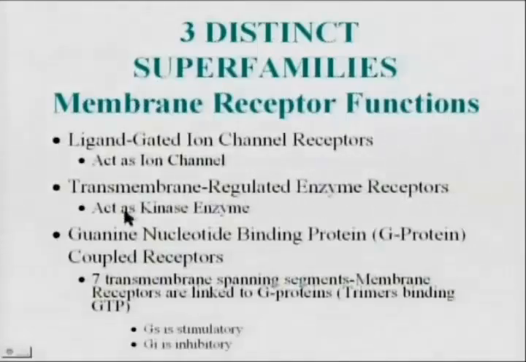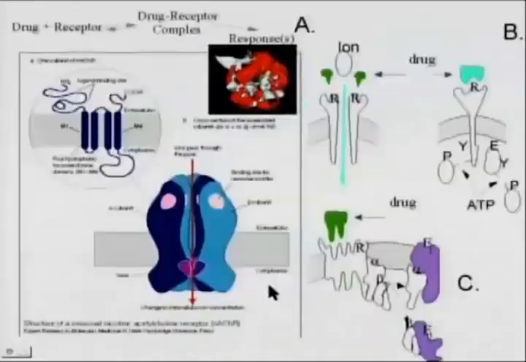Transmembrane regulated enzyme receptors act as kinase enzymes, and guanine nucleotide binding protein or G-protein coupled receptors, that'll be the primary focus of our discussion. We saw, for example, the tyrosine kinase receptor as one of the types shown to interact with the steroid receptors in lecture in Chapter 9 on the progesterone receptor. And we'll talk a little bit about this, but primarily focus on the G-coupled receptors. They are a family of proteins that have 7 transmembrane spanning segments. They are membrane receptors linked to G proteins. They are trimers binding guanosine triphosphate. And there are kind of two subsets, but it's more diverse than this. But for example, there's the G sub S that is stimulatory and the G sub I that is inhibitory.